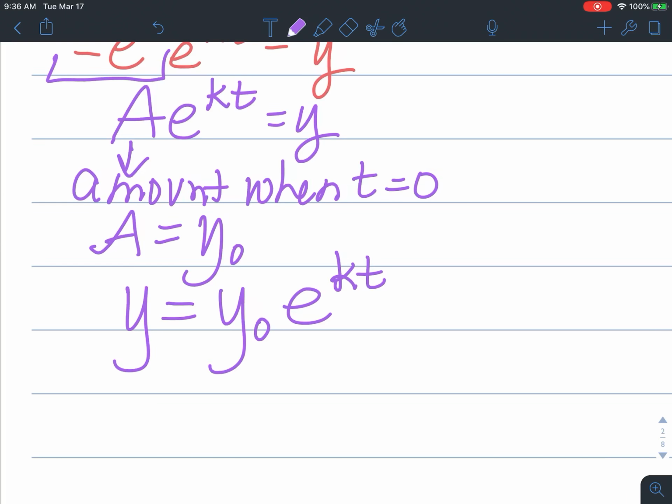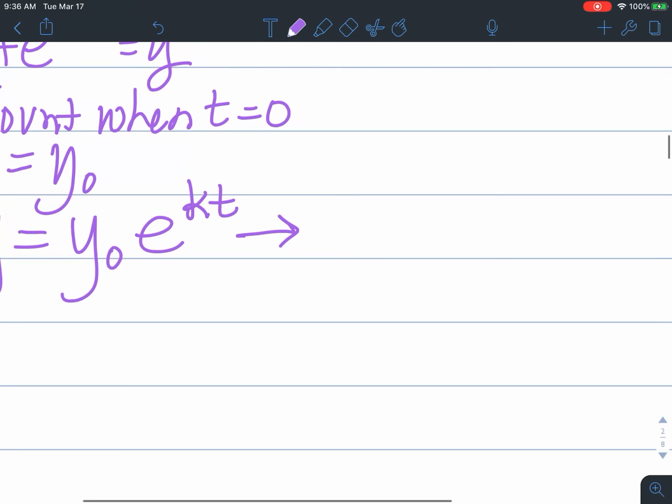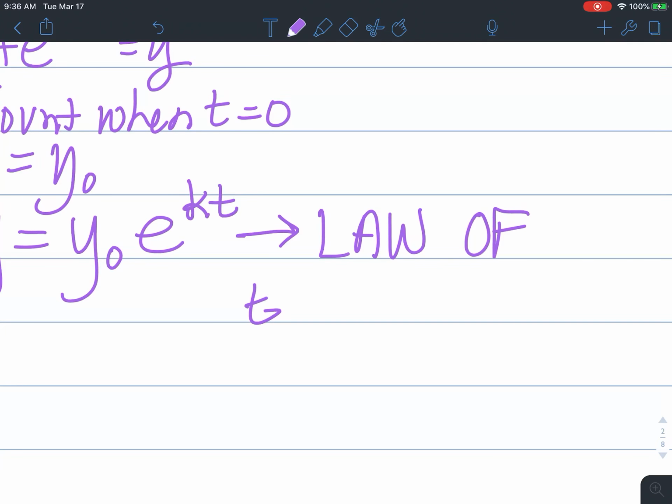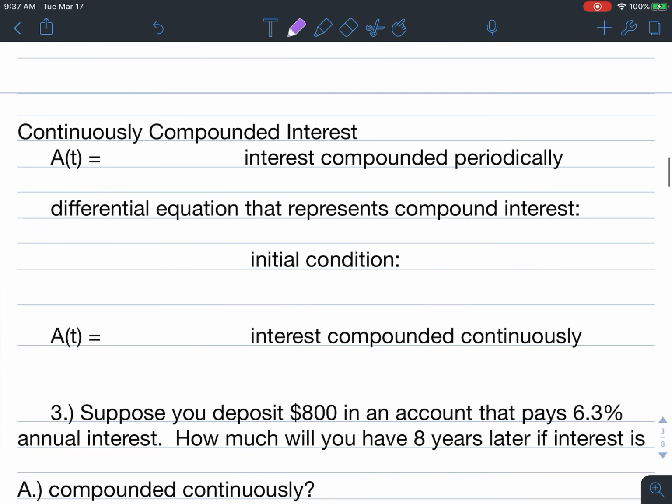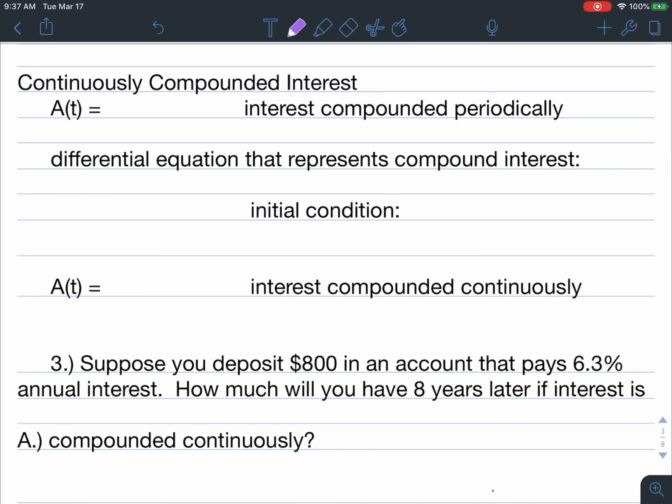So hopefully this looks familiar because it is something you should have learned at some point. But this is the equation for the law of exponential change. So we can use that general form of the equation of an exponential for anytime we're dealing with something with exponential change. Okay. The first thing most people think about when they talk about exponential change is compound interest.